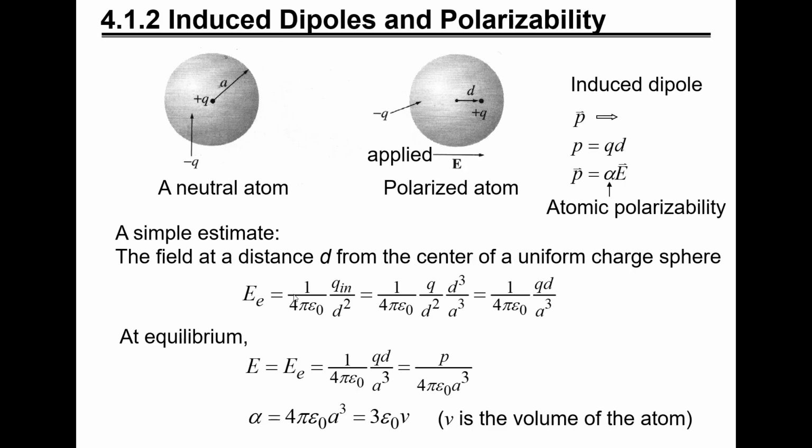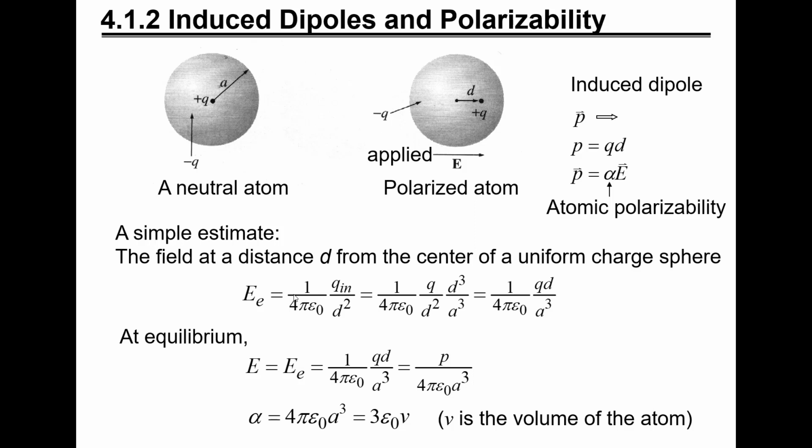Okay, so let us talk about induced dipoles and polarizability. The question is, what happens to a neutral atom when it is placed in an electric field? We might be tempted to say that a neutral atom would not be affected by the presence of an electric field, because it is neutral. We might be tempted to say that nothing will happen to a neutral atom because the field has no effect on it. But this is not correct.